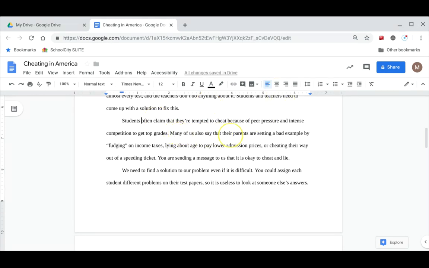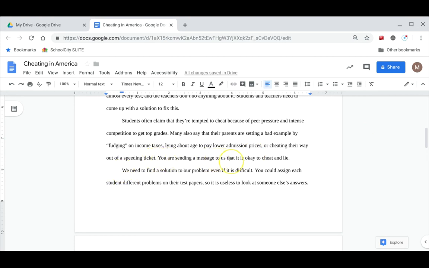Many of us also say that their parents are setting a bad example by fudging on income taxes, lying about age to pay lower admission prices, or cheating their way out of a speeding ticket. Naughty parents. But instead of saying many of us, we could even just say many also say, because we already talked about students here, but you could say many students or many children, something like that. All right, so that sentence is good.